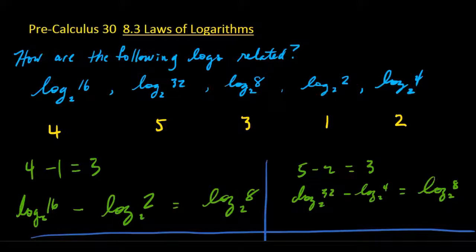Now, my question in my class is, how are the following logs related? I put this on the screen: log of 16 base 2, log of 32 base 2, log of 8 base 2, log of 2 base 2, and log of 4 base 2. I also gave them the values of these logs. You shouldn't need a calculator for this, because log of 16 base 2 means 2 to the power of something is 16, and that something is 4, so that's the value of this logarithm.